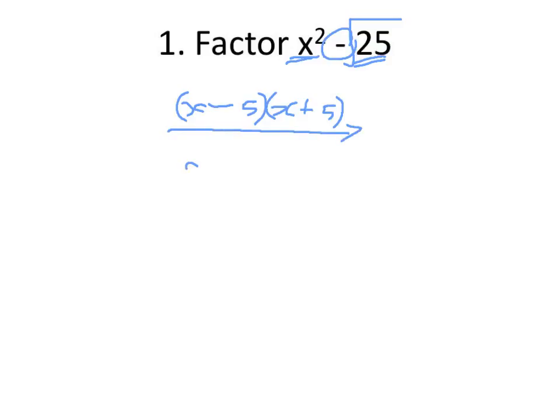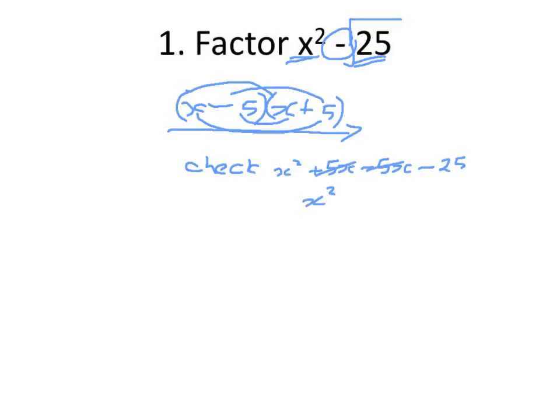If I went and did a check here, using FOIL, first gives me x squared, outer gives me 5x, inner gives me negative 5x, and last, negative times positive is negative 25. And what happens here? Those two cancel each other out. I'm left with x squared minus 25, which was the question we started with. So this here is factorizing this question using a difference of squares.